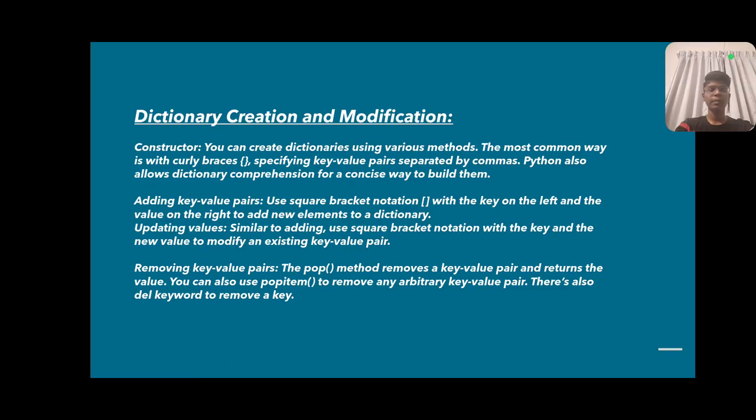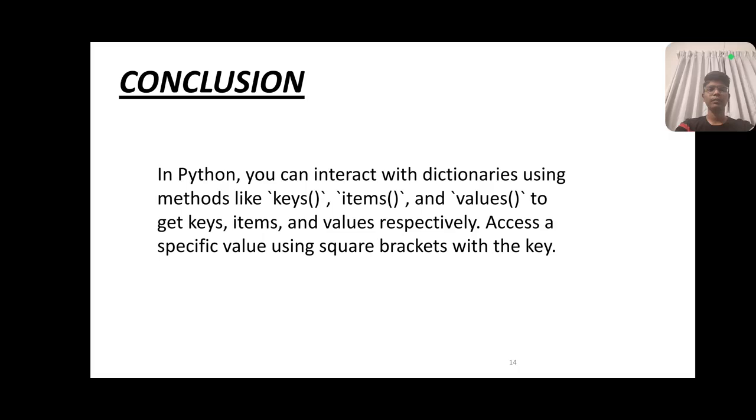The pop method removes a key value pair and returns the value. We can also use popitem to remove any arbitrary key value pair. There's also the del keyword to remove a key. Next, conclusion of the topic. In Python, you can interact with dictionaries using methods like keys, items, and values to get keys, items, and values respectively. Access a specific value using square brackets with the key.